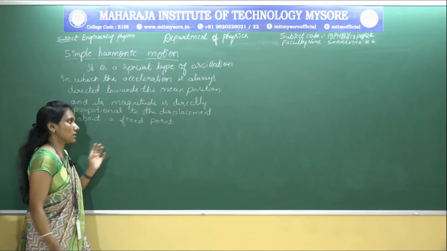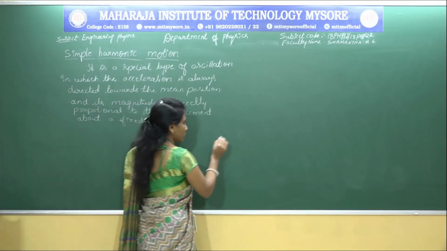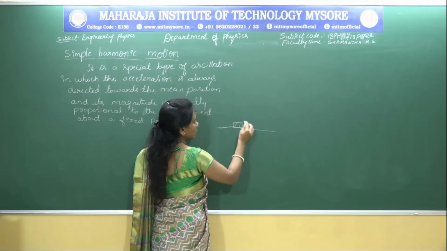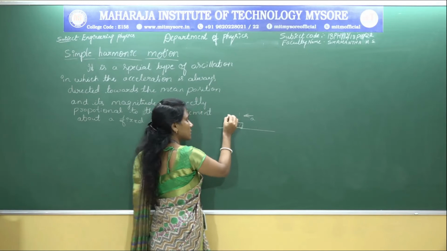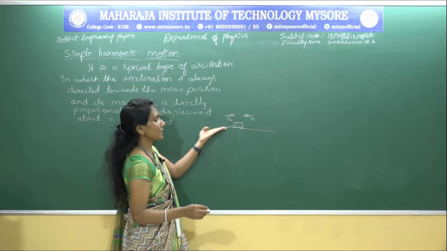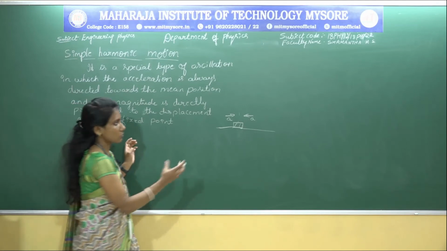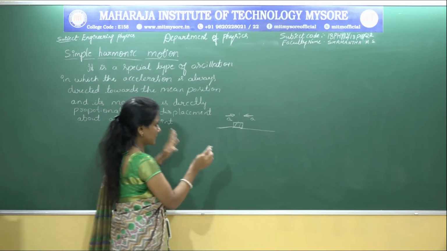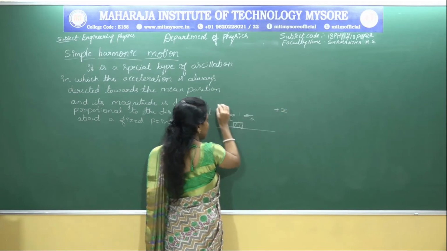About a fixed point. So what will happen when we consider a body that makes a to and fro oscillation? The acceleration is always directed towards the mean position, whatever the displacement, and its magnitude is directly proportional to the displacement. What is the extreme position? That is the displacement, positive or negative.